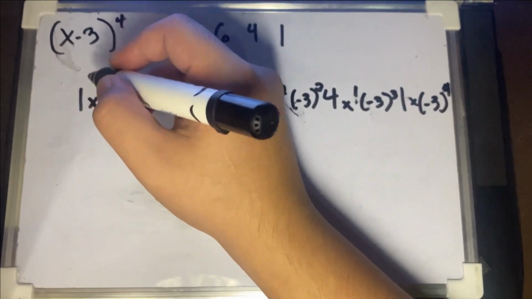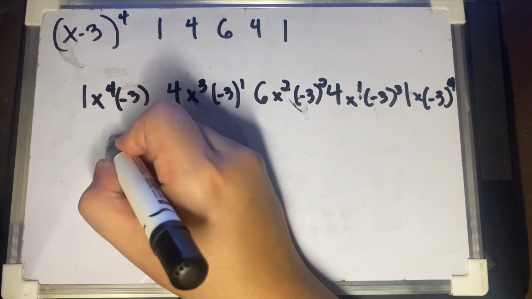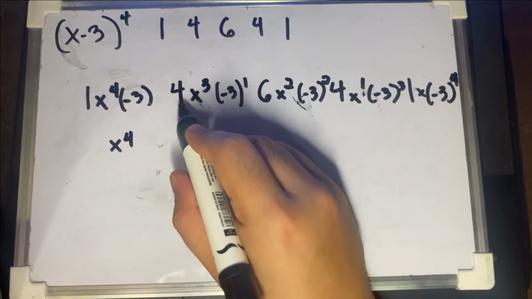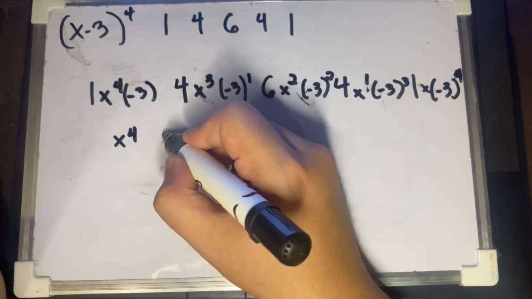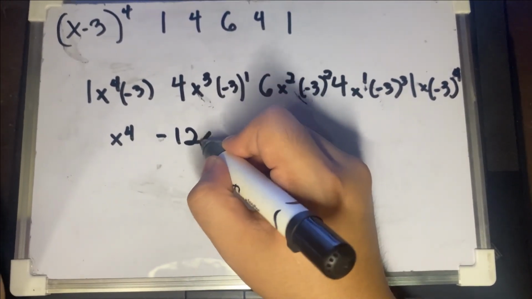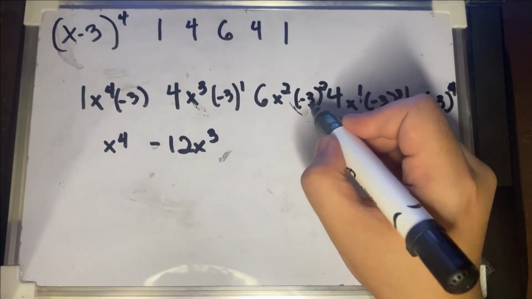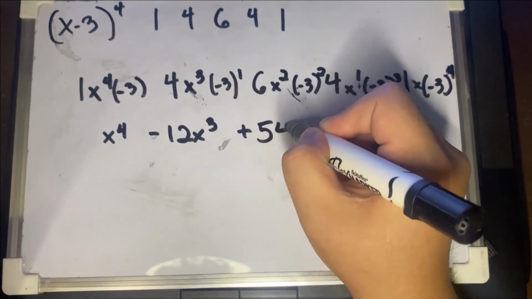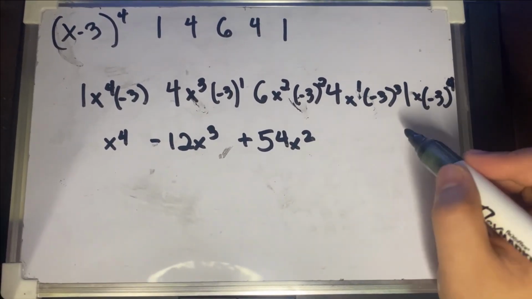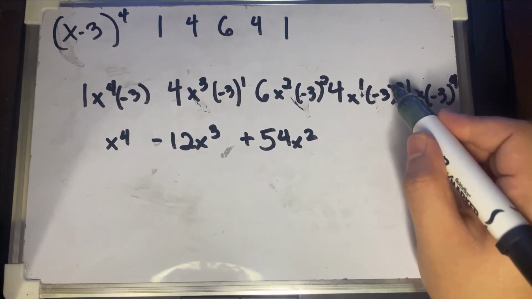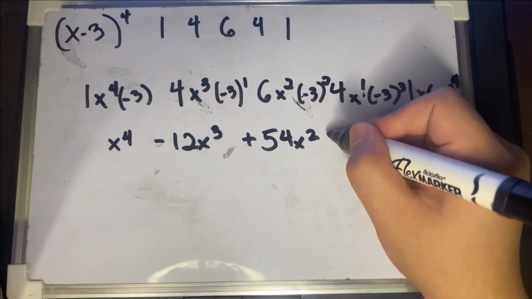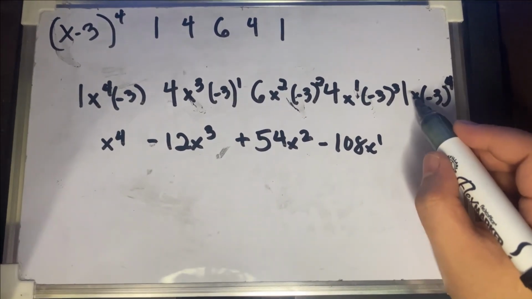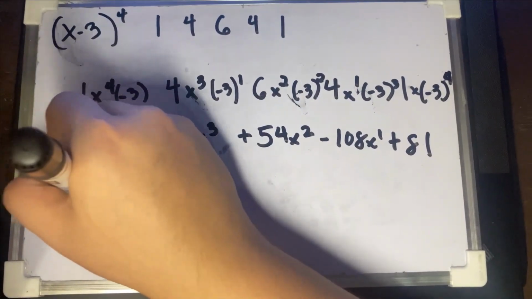Then we're gonna simplify this now. 3 times 1, and then it's x raised to 4. The next is negative 3 times 1 times 4, then it's negative 12x raised to 3. Next is negative 3 squared times 6, which is positive 54x squared. Next is negative 3 cubed times 4, which is negative 108x. Lastly, negative 3 raised to 4 times 1, it's 81. And here's the answer.